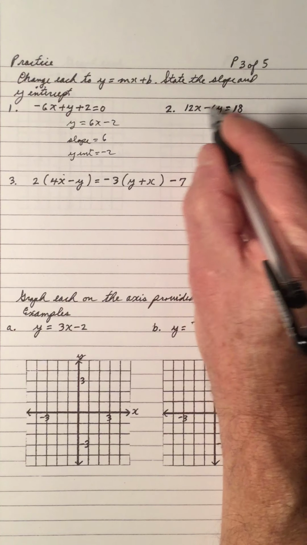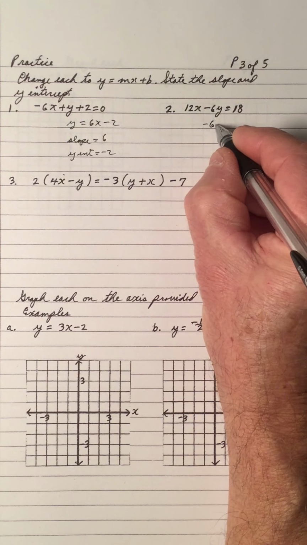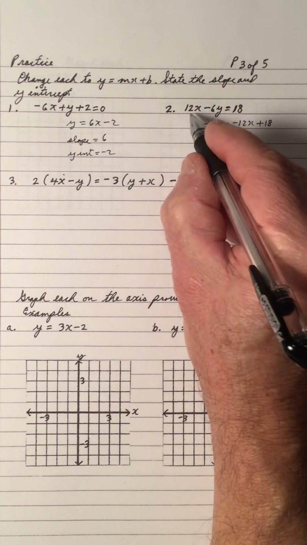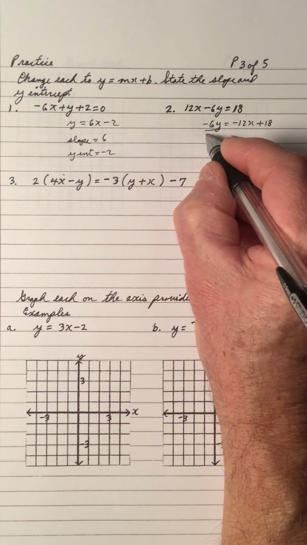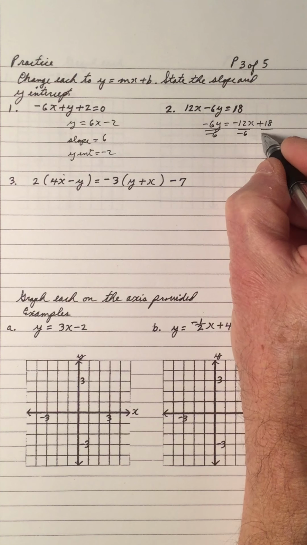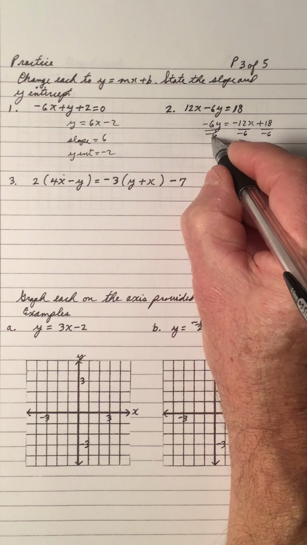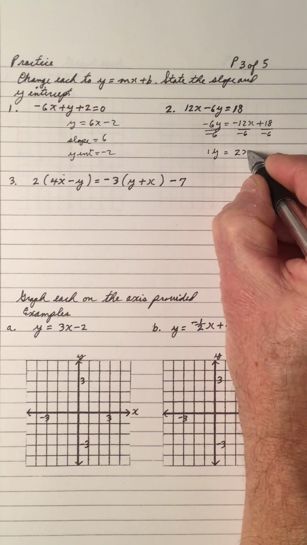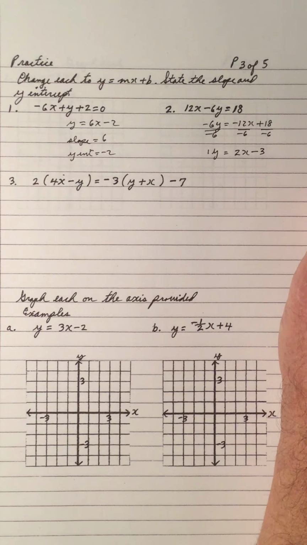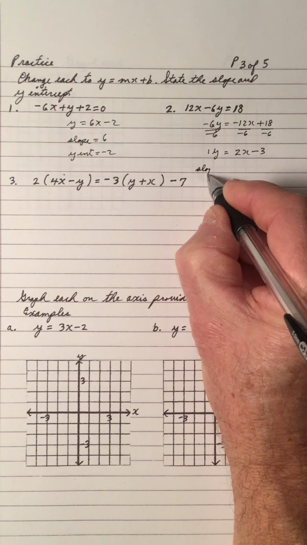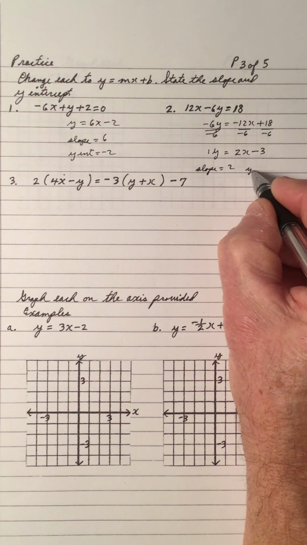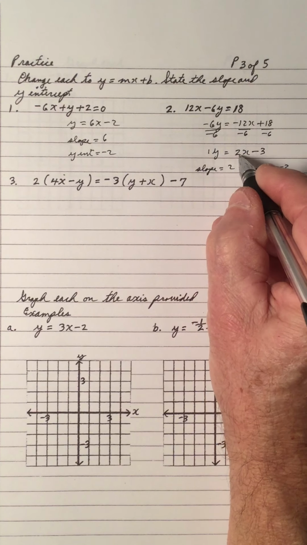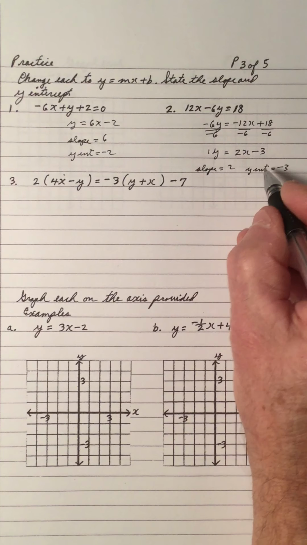And this one, 12x minus 6y equals 18. The y stays on the left. The x moves to the right side along with the constant. So the plus 12 becomes a minus, and we divide all the terms by negative 6 because we just want a y here. Negative 6 divided by negative 6 is 1y. There's a 1 right there. Negative 12 divided by negative 6 is 2x, and 18 divided by negative 6 is negative 3. And the slope is the m, which is 2, and the y-intercept is the b, which is negative 3. So there's y equals mx plus b. Slope 2, y-intercept negative 3.